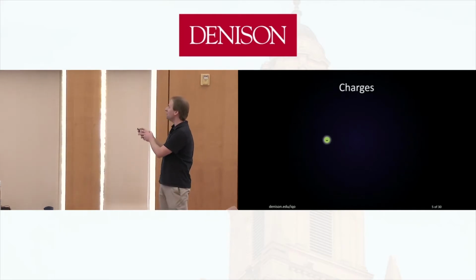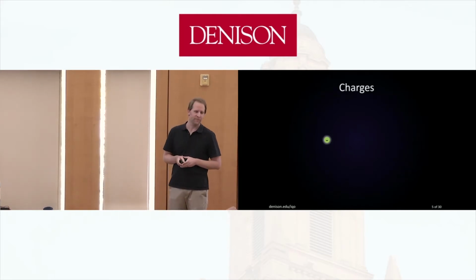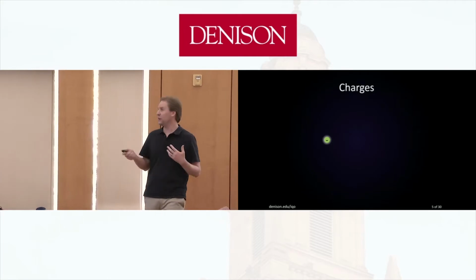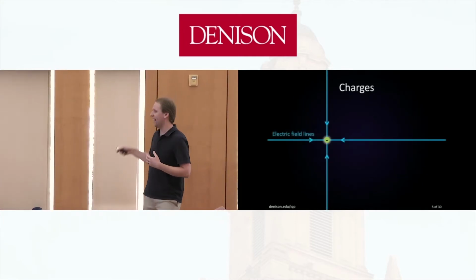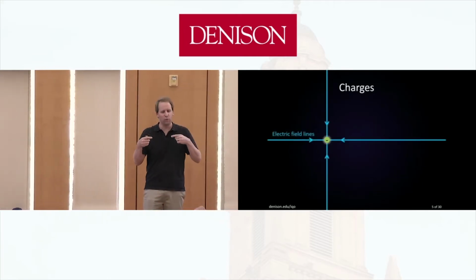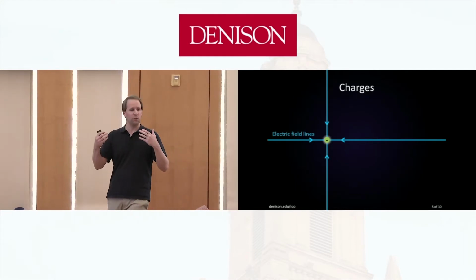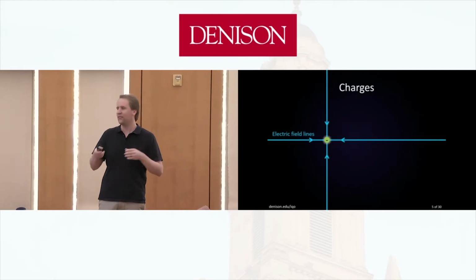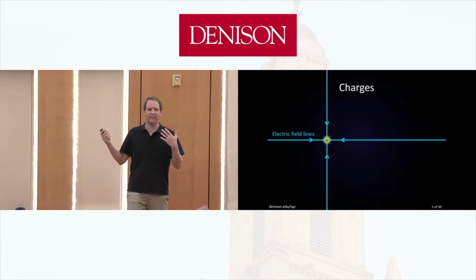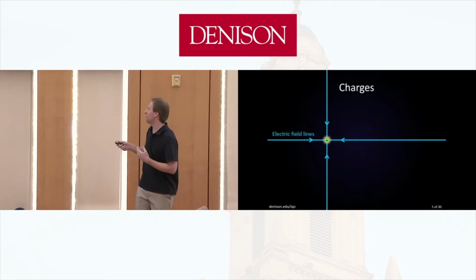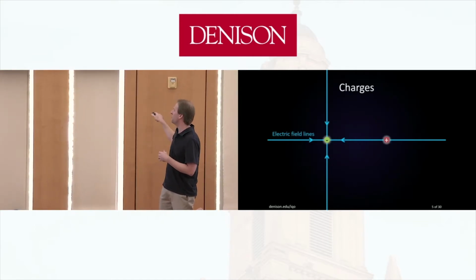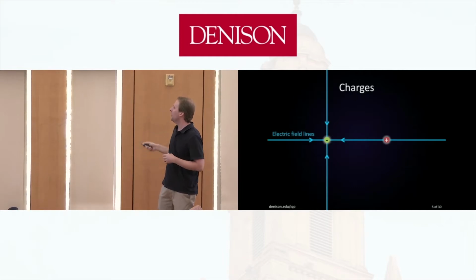If I have a single negative charge sitting here, it creates an electric field around it. That's depicted by the blue lines here, and the arrows point to where the force would be, or what kind of force would be experienced by a positive charge that you sit next to this negative charge. So if I take a positive ion, for example, and I set it next to this negative charge, it'll feel a force in the direction towards the negative charge.